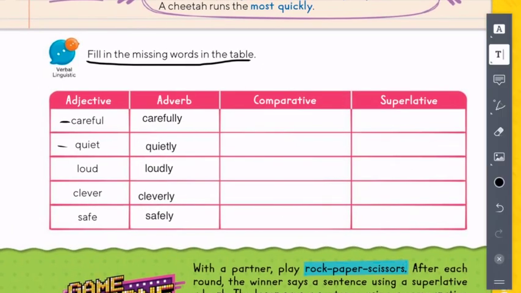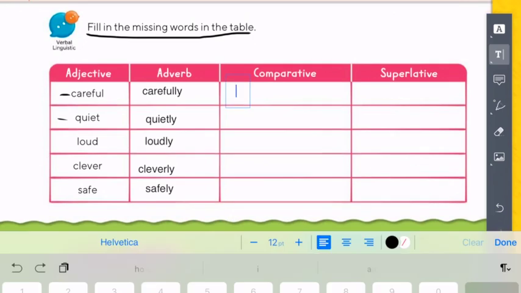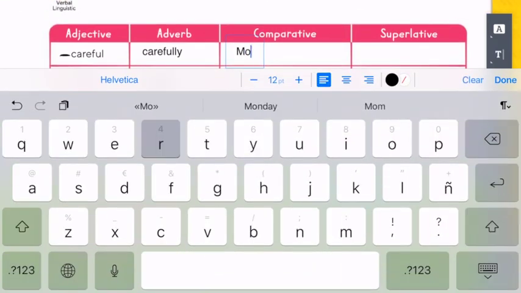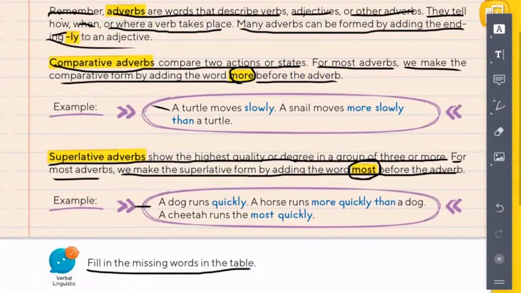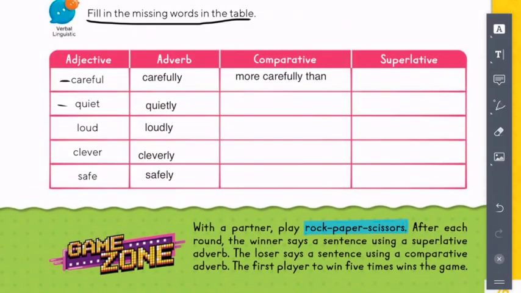Okay? Now we know the adverb. For example, careful, carefully. What is the comparative? Remember? More carefully than. Exactly. Super easy. Now we can do the rest.